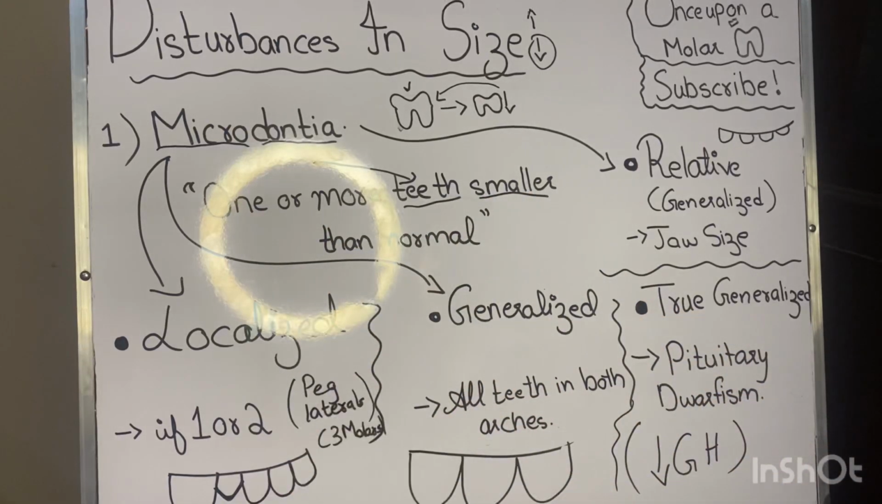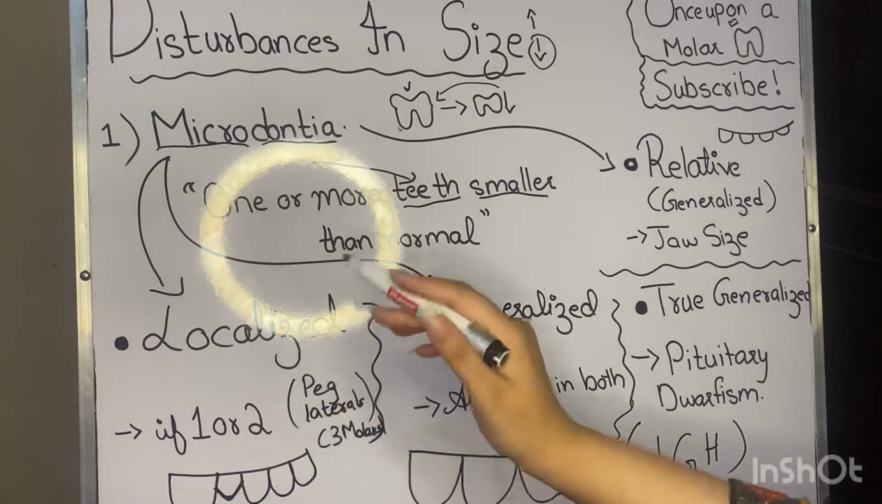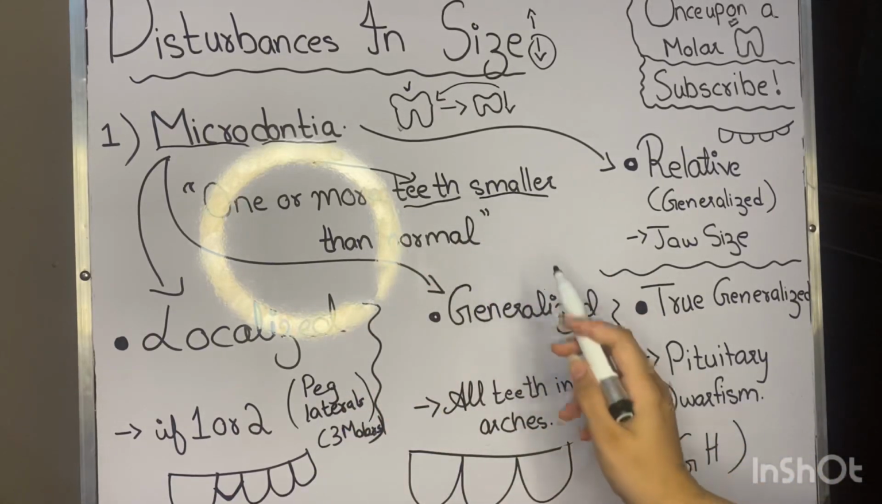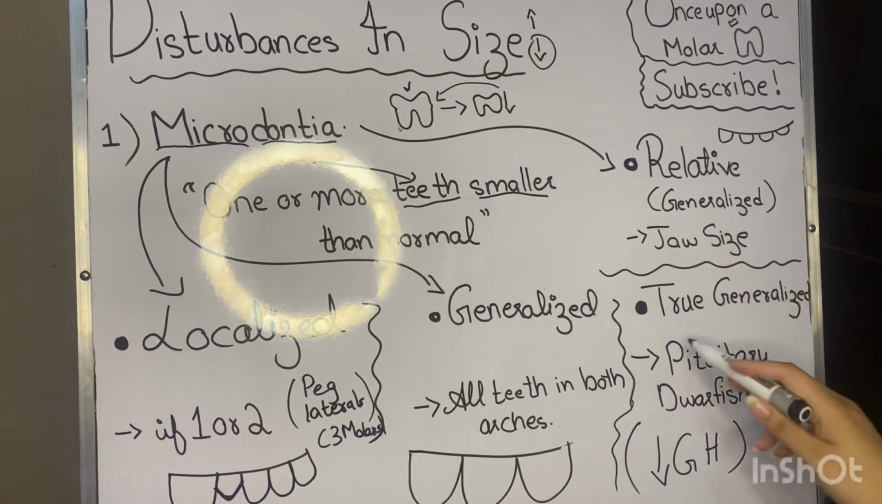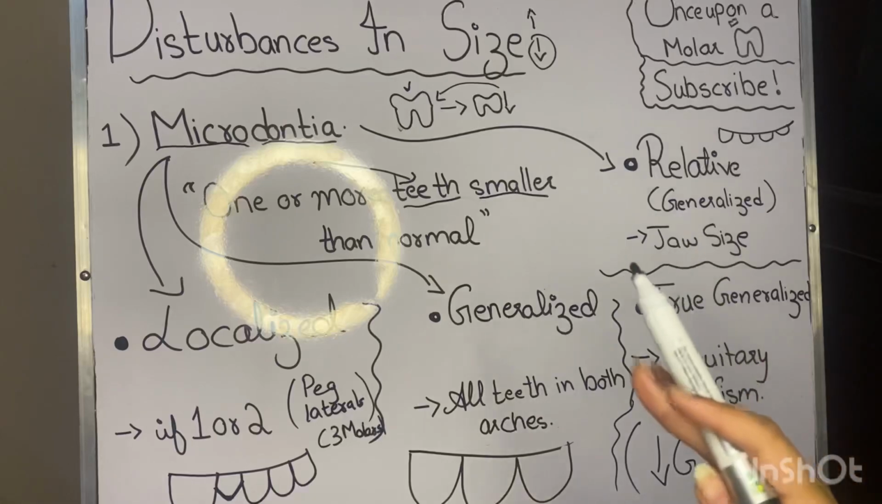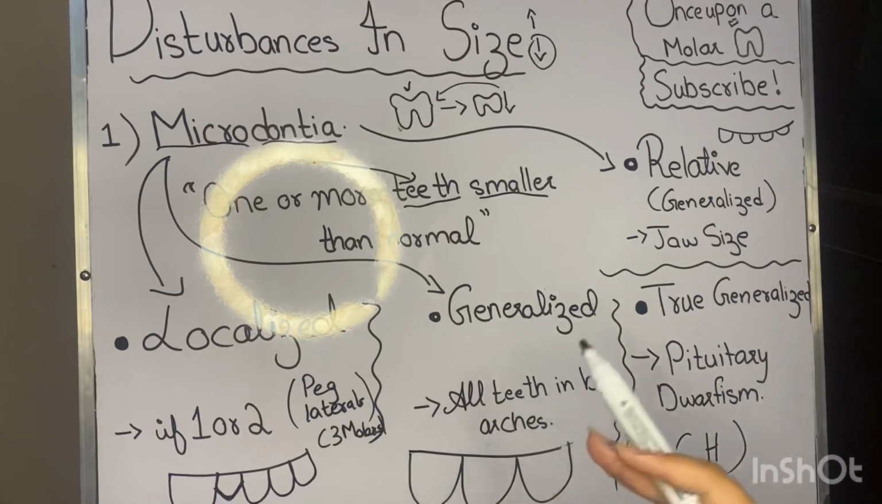Now it has a few types which you have to be aware of for your MCQs and all. So it can either be localized, it can be generalized, it can be relative generalized, and it can be true generalized. I know it's a bit of mixing up, but let's get this started.